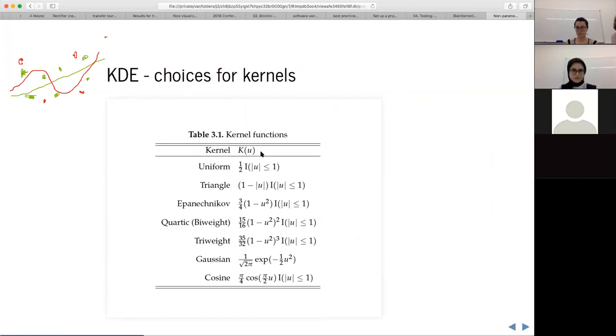So some of the choices for kernel function is, for example, you can take a uniform distribution. So essentially, a kernel is just a function times by the indicator of the support of that kernel.